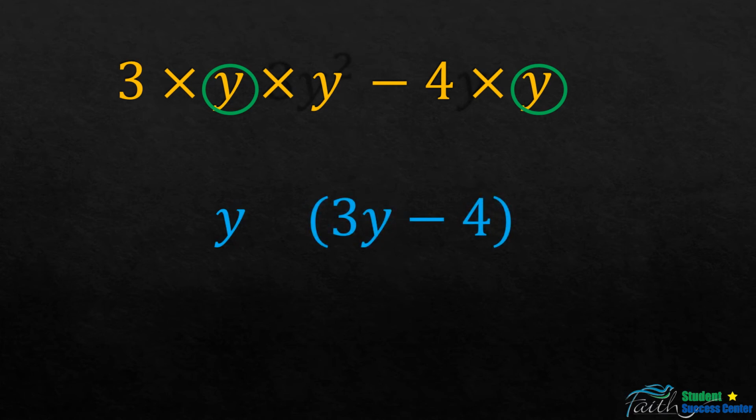factors within brackets. So in the first term we have a 3y left. So we put that in the bracket for the first term, and then in the second term we have minus 4 left, so we're going to put that as the last term inside of the bracket. So the factorized version of this expression will be y brackets 3y minus 4.